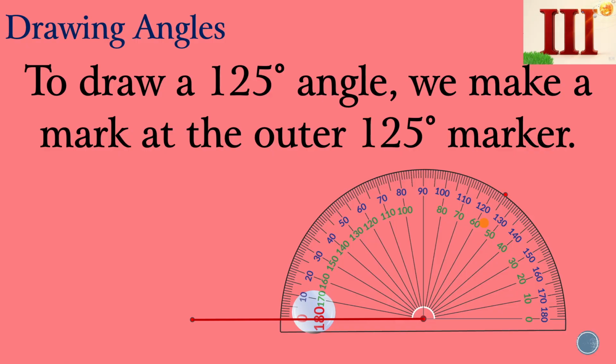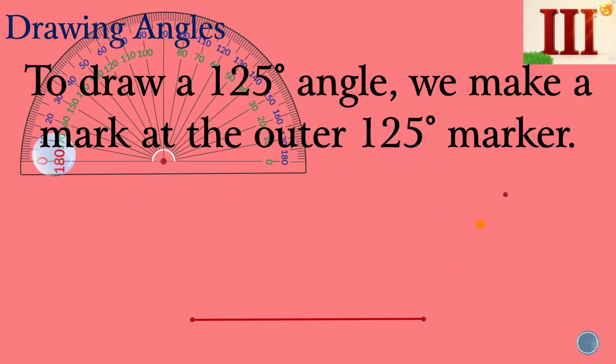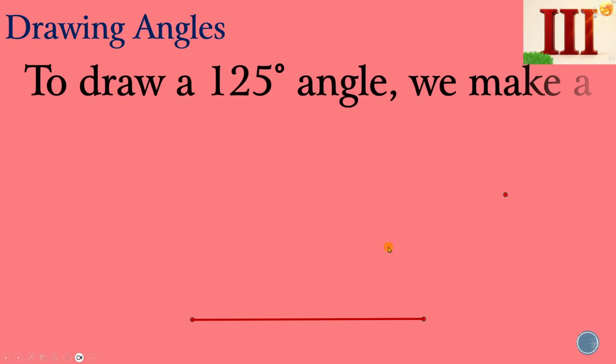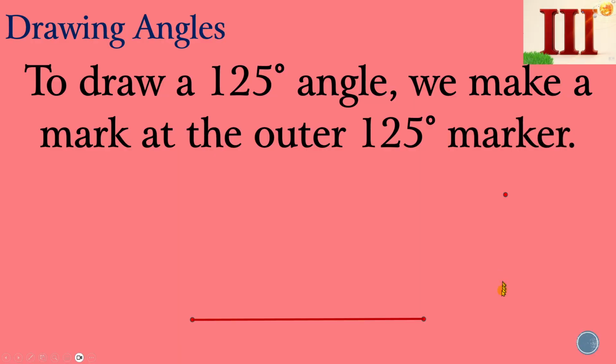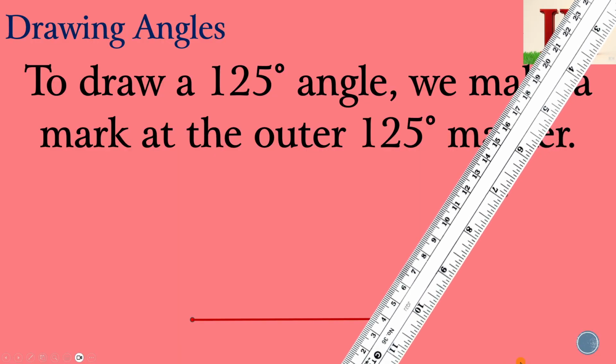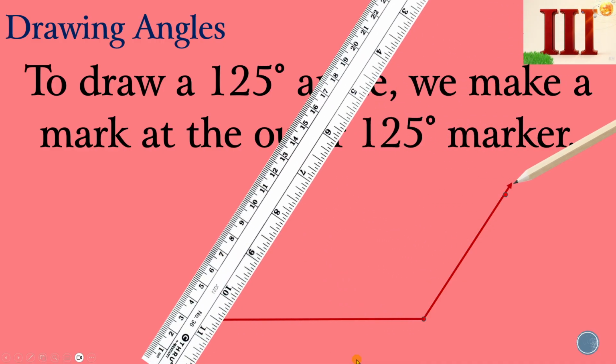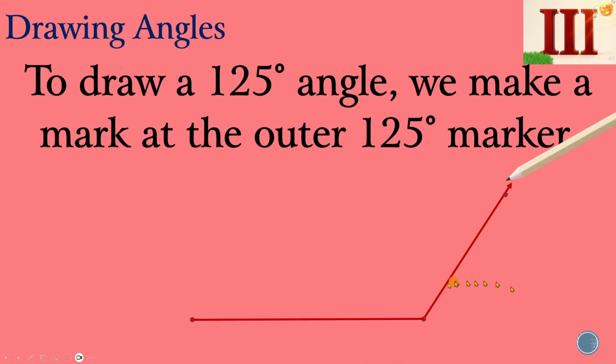And once we put that point there, we can move the protractor out of the way and then draw a line from this end point through the point we marked. So we will make a mark at the outer 125 point mark as opposed to the inner. And we'll draw our line. So now we have a 125-degree angle. This is an obtuse angle because it's greater than 90.